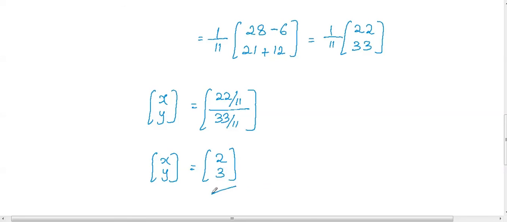So we can conclude that this is the matrix X, where x is equal to 2 and y is equal to 3.